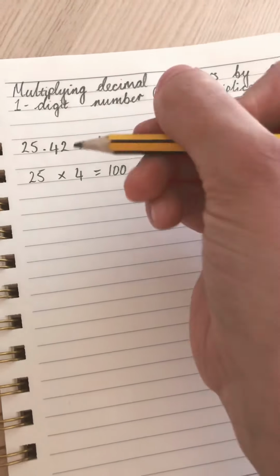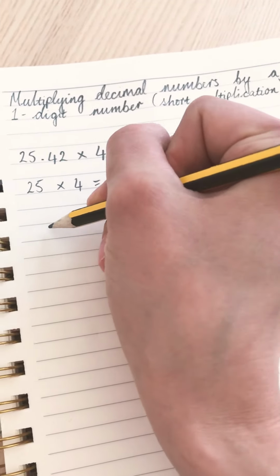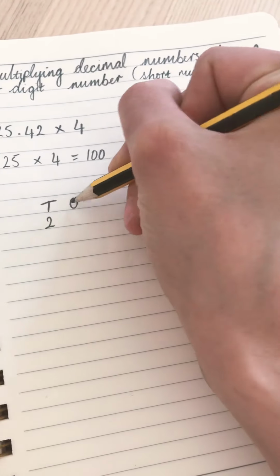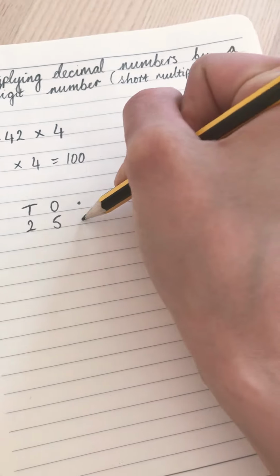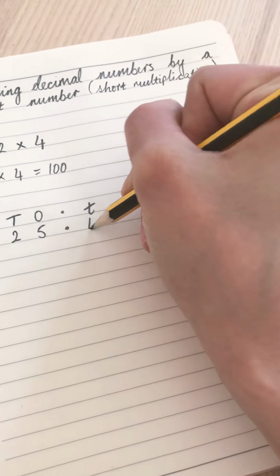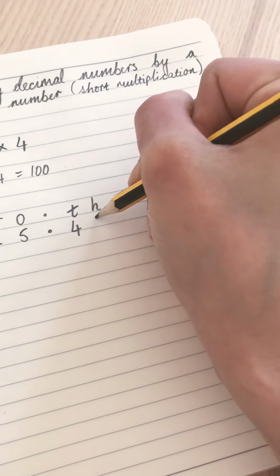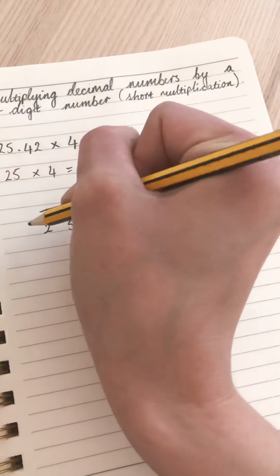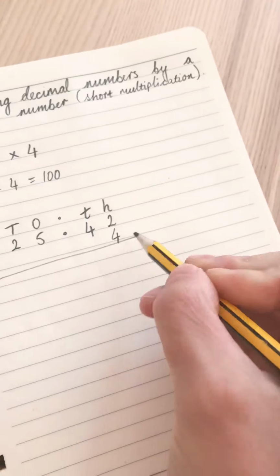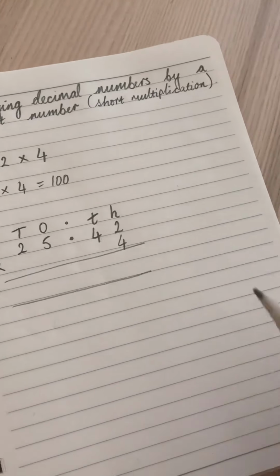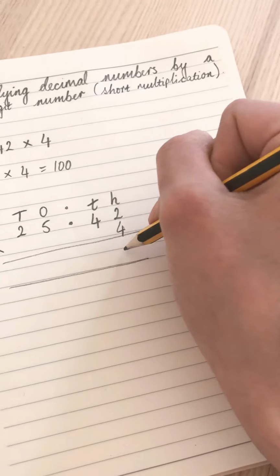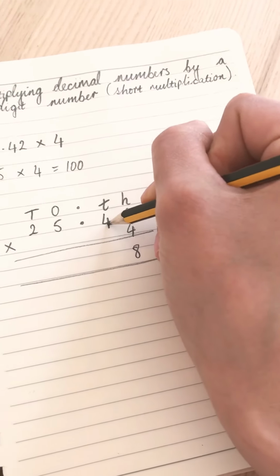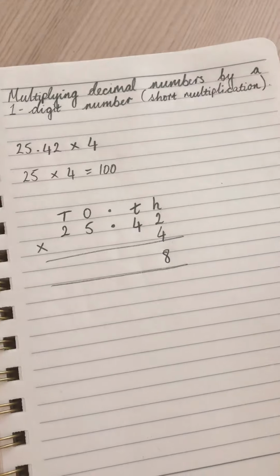So let's lay out our calculation. So we've got 2 10s, 5 1s, 4 tenths, and 2 hundredths. And we're multiplying that by 4. Okay, 4 lots of 2 hundredths are 8 hundredths. 4 lots of 4 tenths would be 16 tenths.